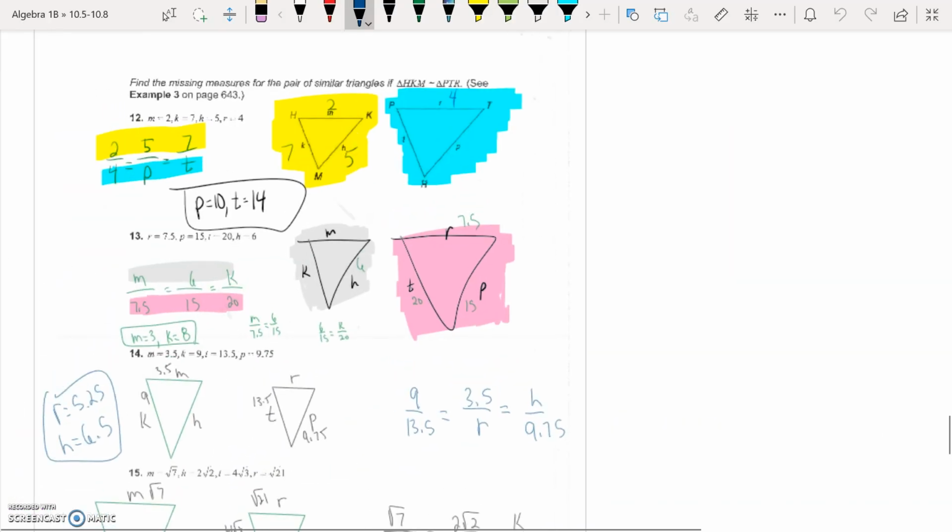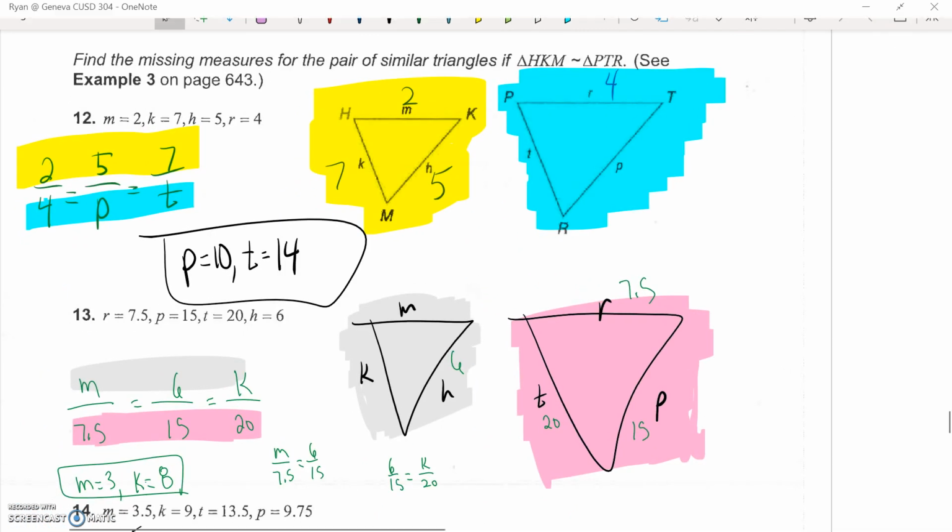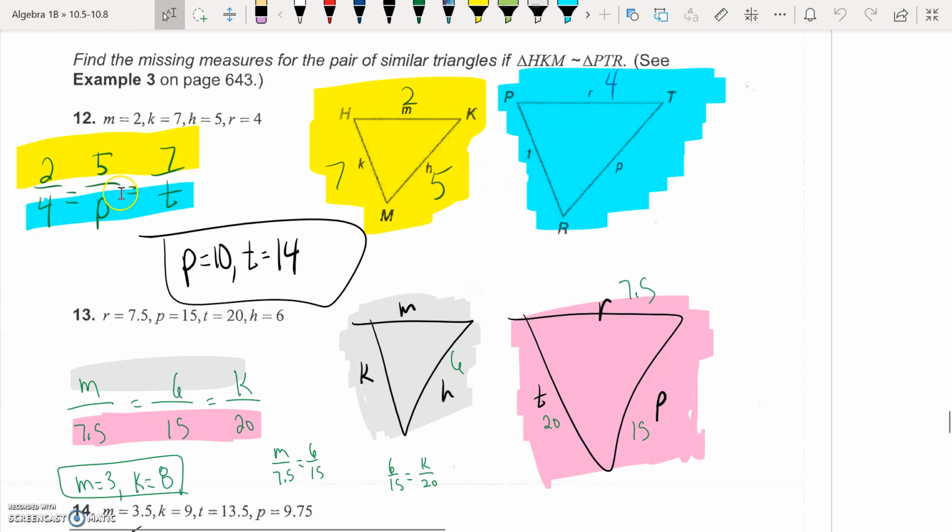All right, and here are those solutions, starting with numbers 12 and 13. I have the drawings labeled for number 12. Here are the proportions set up. You can cross multiply. In other words, looking at just these first 2 fractions, 2 times p is equal to 5 times 4. And then solve that equation to get p equals 10. To solve for t, you could say 2 over 4 is equal to 7 over t. Cross multiply, we get t equals 14.